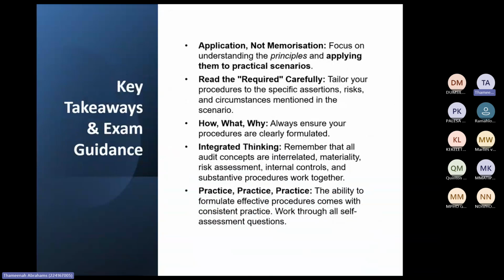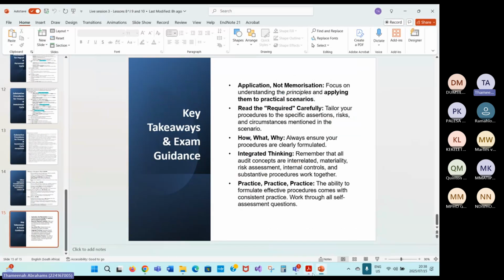So takeaways, guys. Focus on understanding the principles and applying them to the practical scenarios. Read the required carefully, and tailor your procedures to the specific assertion, risks, and circumstances mentioned in the scenario. Use your how, what, and why formula. Integrate your thinking. Remember that all audit concepts are interrelated. For example, materiality, risk assessment, internal controls, and substantive procedures all work together. And then practice, practice, practice. Go work through everything, guys.